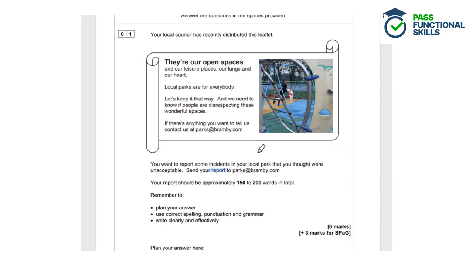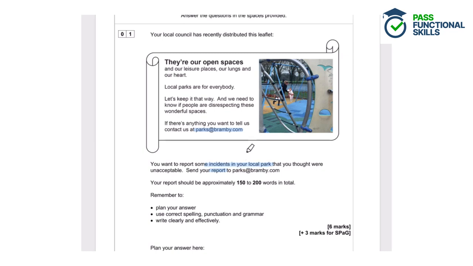We also need to know about the audience. So the audience here would be parks@bramby.com. So we are writing for the people that manage the parks, who might be able to do something about the problems, the incidents that have happened. The topic that we're talking about is incidents in our local park, so we need to remain focused on that topic throughout the answer.